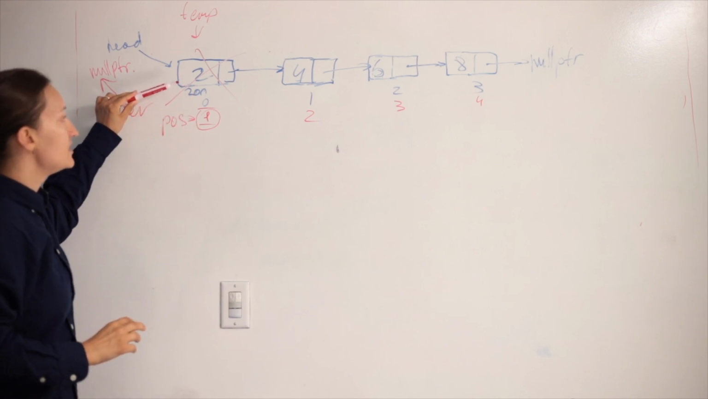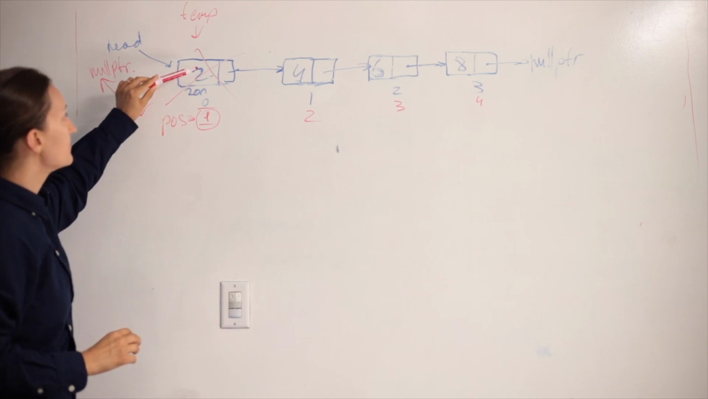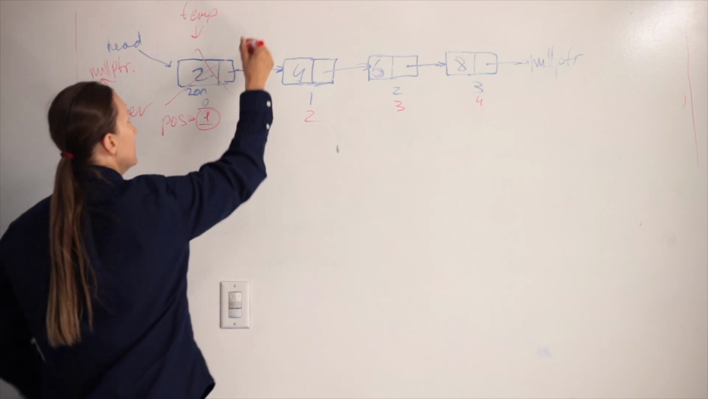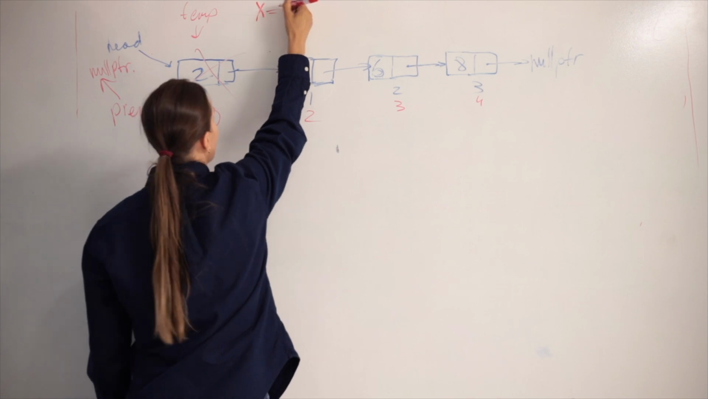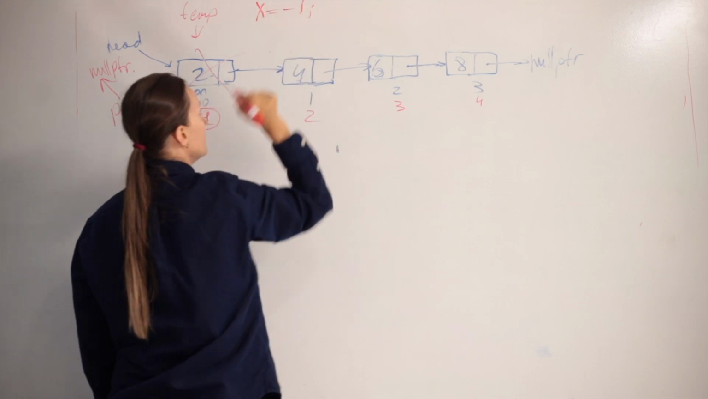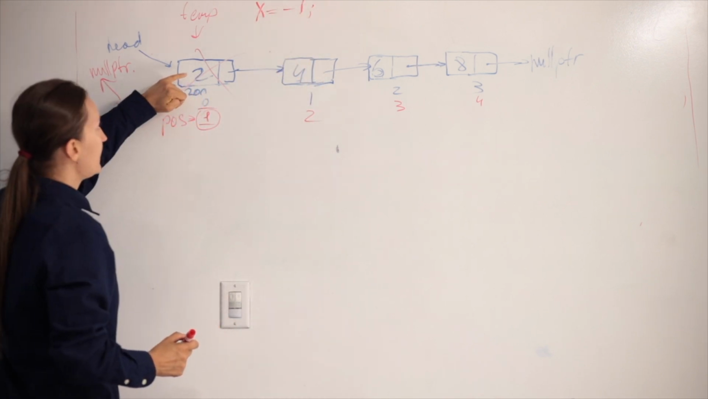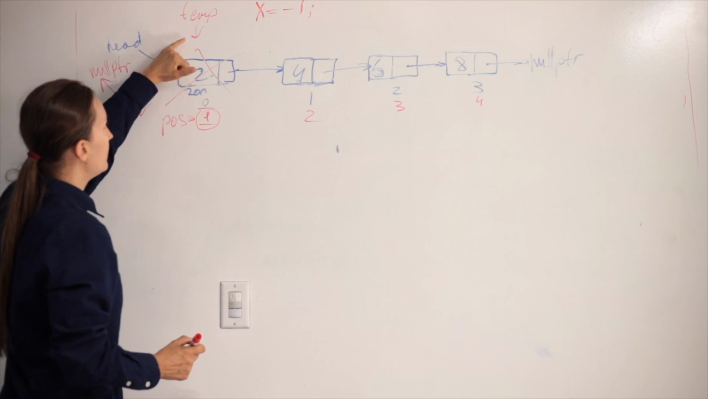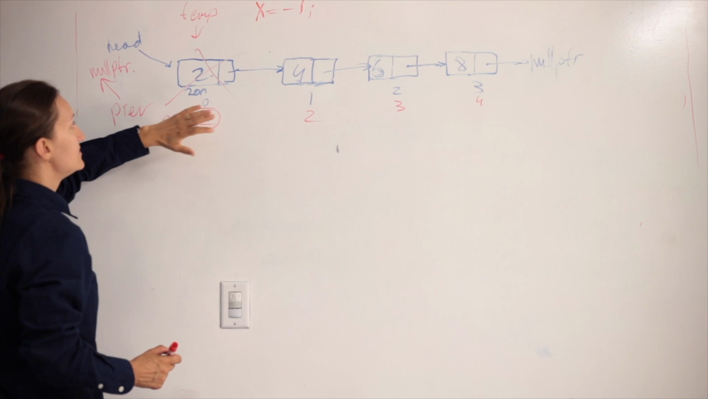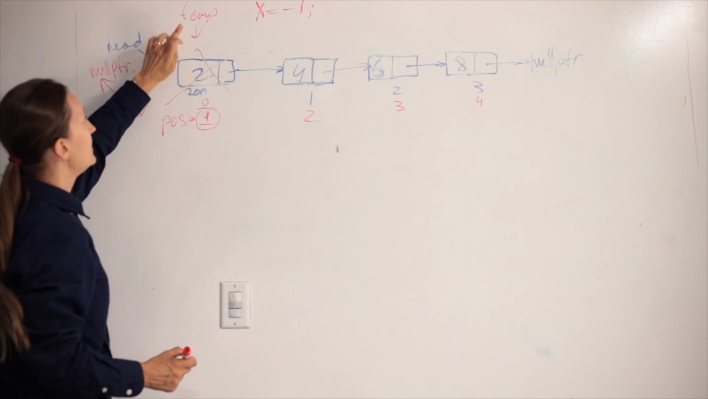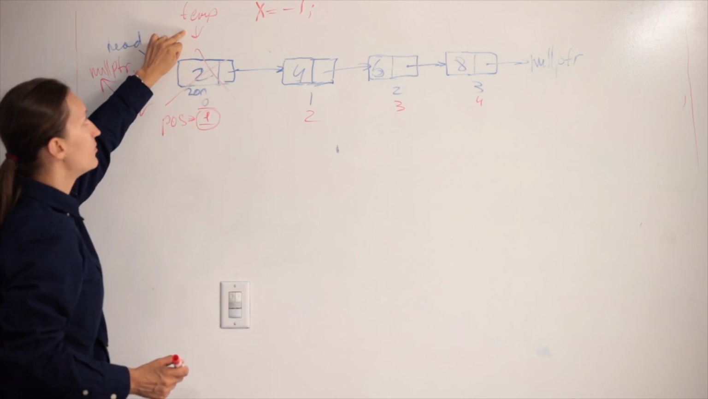Before we delete this node, we have to save the data from this node. For this, we will use our additional variable x. We will assign it a value of -1. After we save our temp data to our variable, we can delete this node. We can delete this temporary pointer.